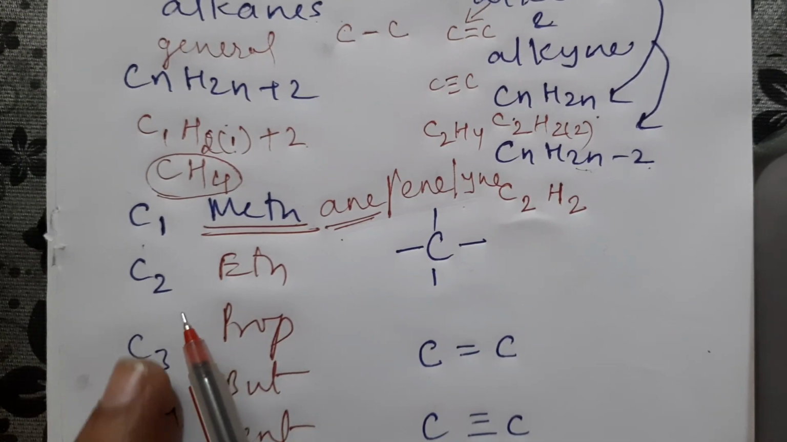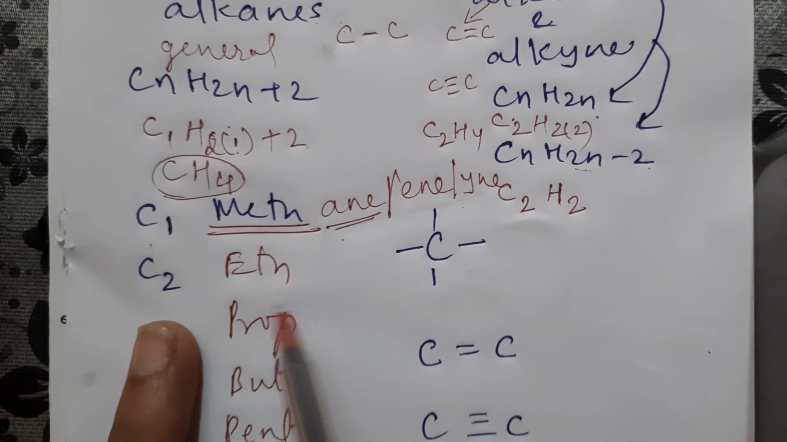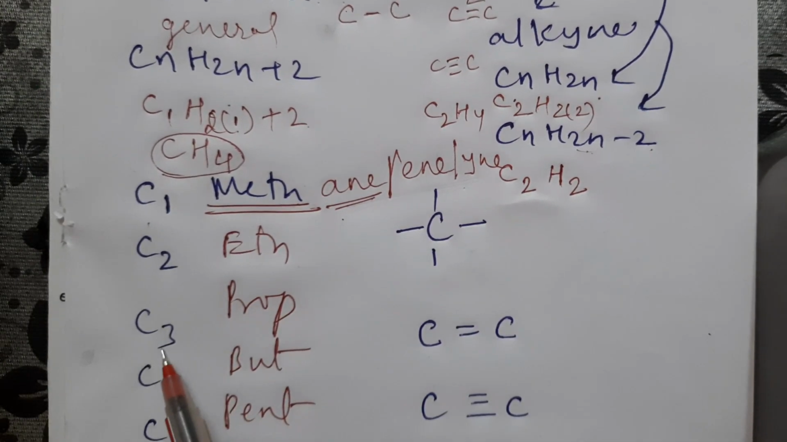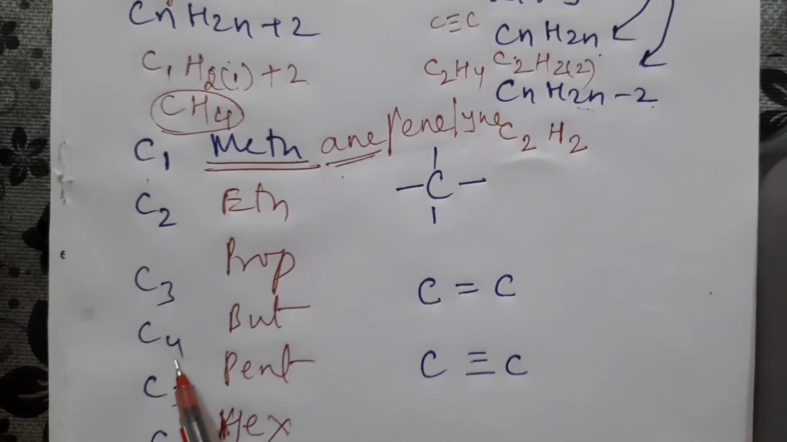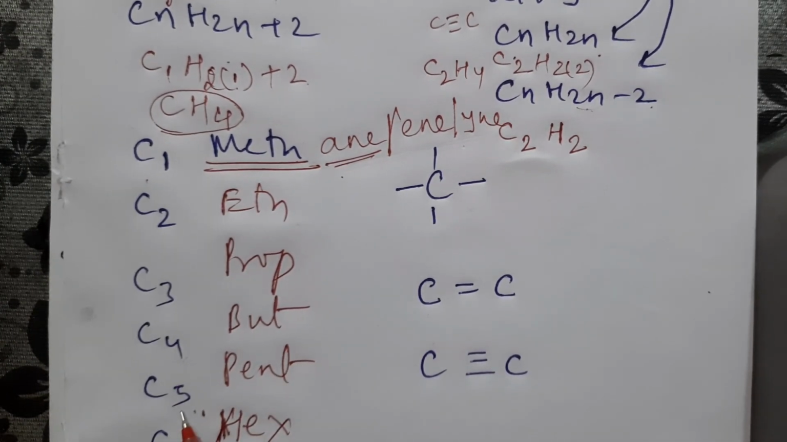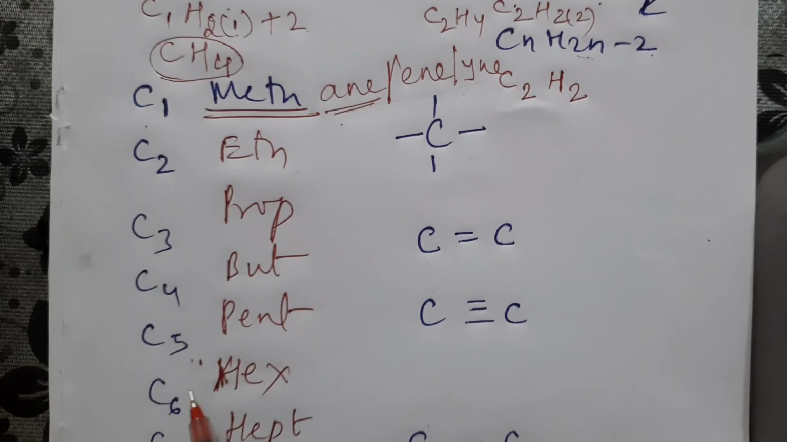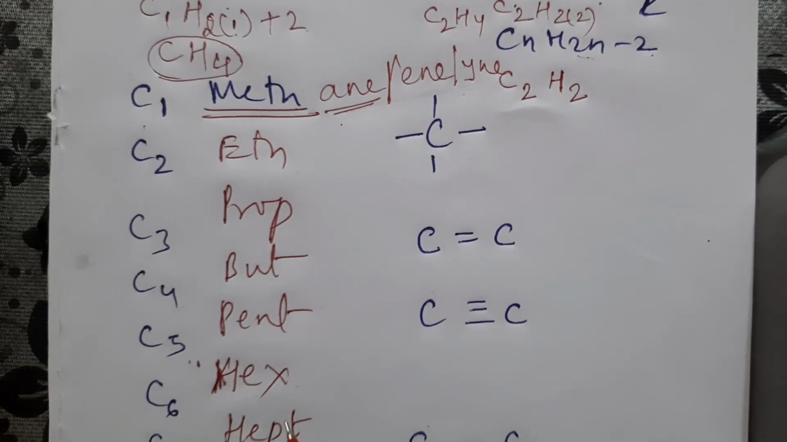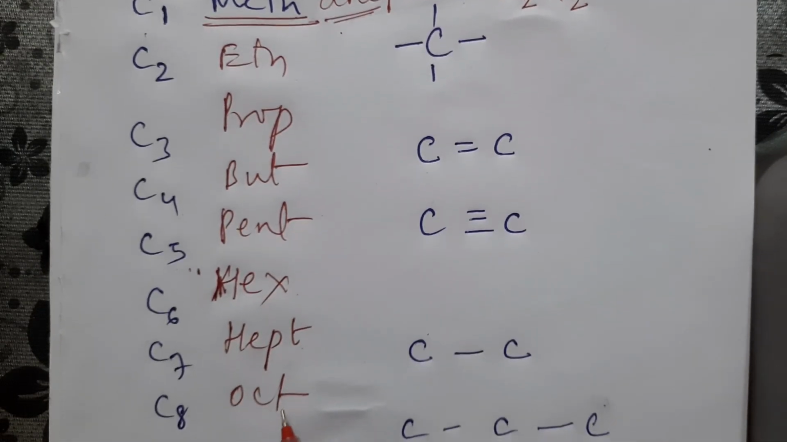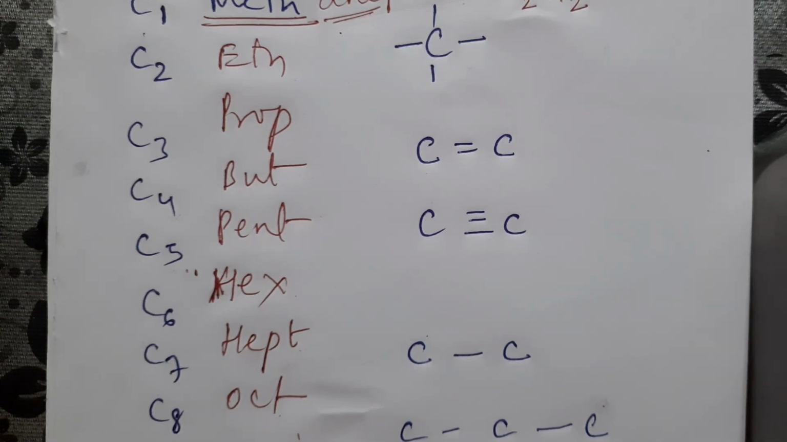If the carbon is 2 in number, for 2 carbon compounds we call eth, for 3 carbon compounds prop, for 4 carbon compounds but, for 5 carbon compounds pent, for 6 carbon compounds hex, for 7 hept, and for 8 oct. In your syllabus you have up to oct, so it's sufficient if you remember this depending on the number of carbon atoms up to 8. After that we add the suffix as I told.